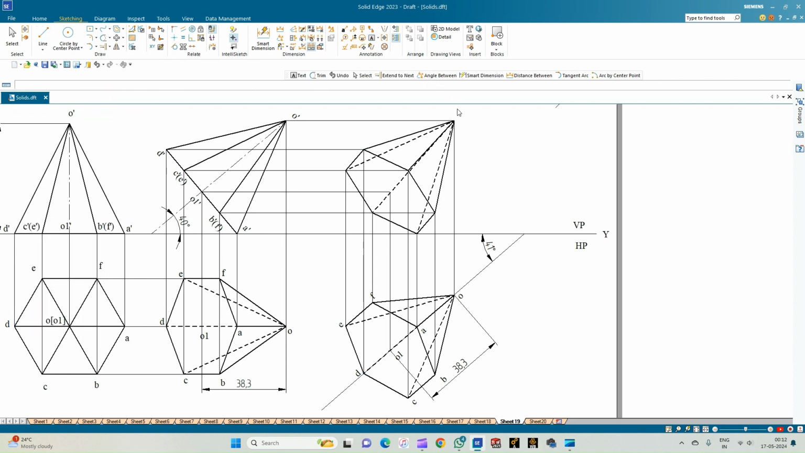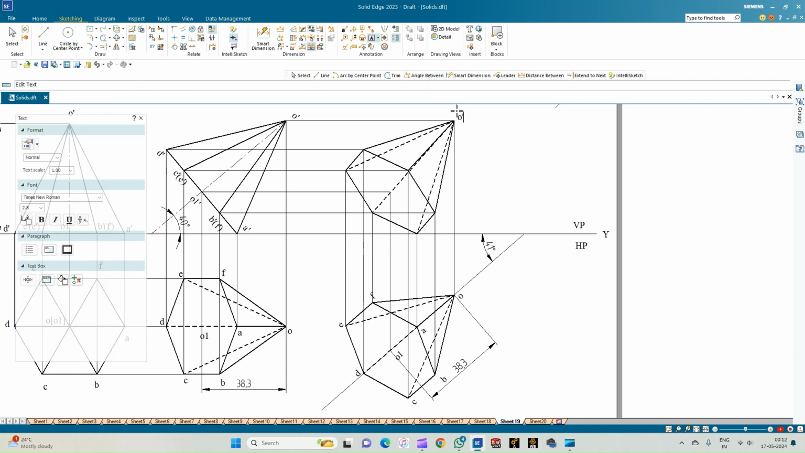So let us annotate. So this is the apex O dash. This is the axis O1 dash, and then it is resting on the corner A dash, and then followed by the next corner B dash. Next is C dash, D dash, E dash, and F dash.